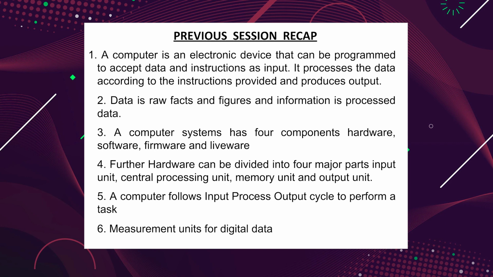A computer system has 4 components: hardware, software, firmware and liveware. Further, hardware can be divided into 4 major parts: input unit, central processing unit, memory unit and output unit. A computer follows input, process, output cycle to perform a task. Measuring units for digital data.